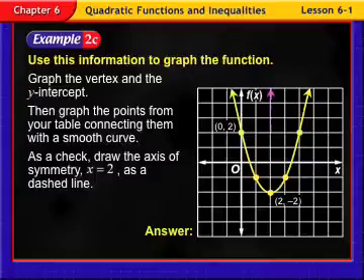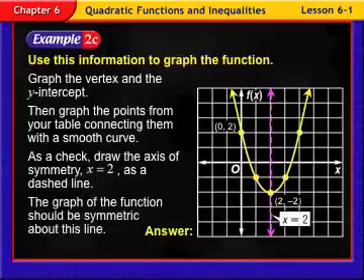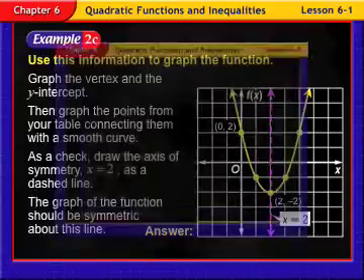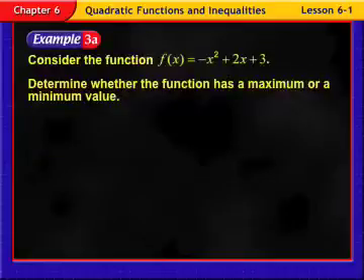As a check, we could draw in that axis of symmetry, and that way we can see that in fact our curve has that symmetric look on both sides of the line. So then we'll consider the function f of x equals negative x squared plus 2x plus 3. We'll determine whether the function has a maximum or minimum value.